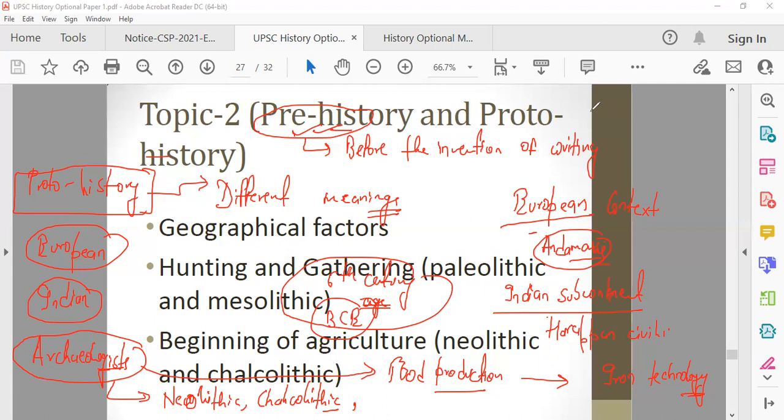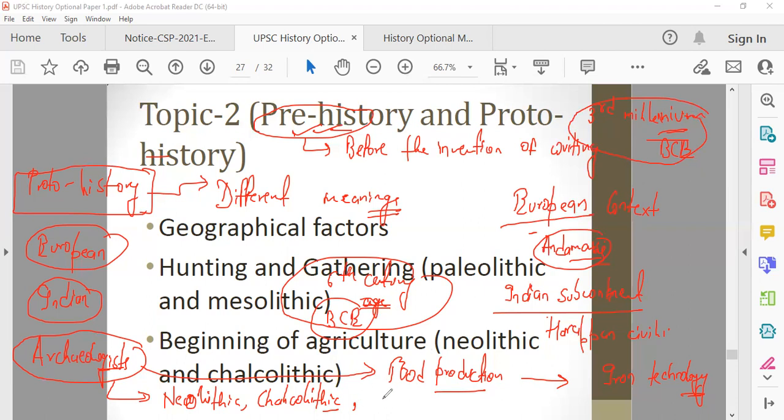We find evidence of copper around 3rd millennium BCE. Millennium, it is not century, 3rd millennium BCE. And don't worry about the spelling of millennium. 3rd millennium BCE, we are finding evidence of copper. So copper came first, then came iron. Do remember it. So Neolithic, Chalcolithic.